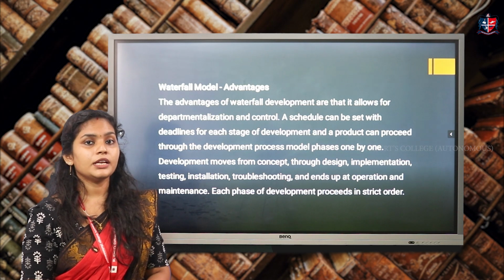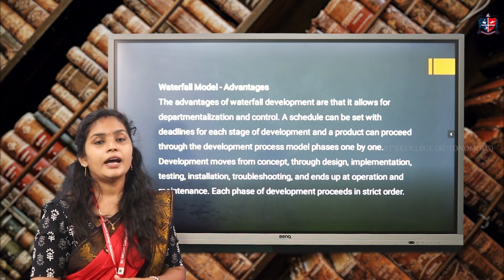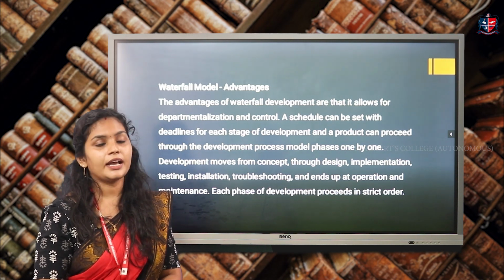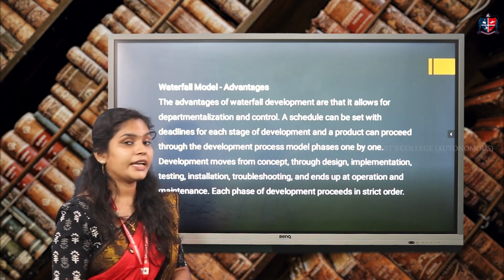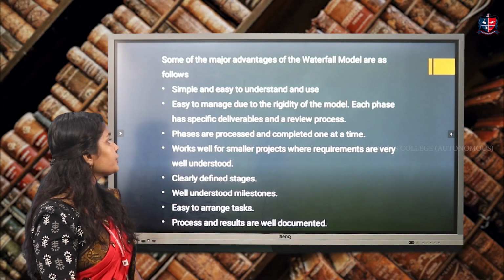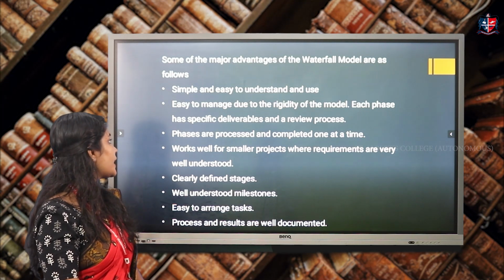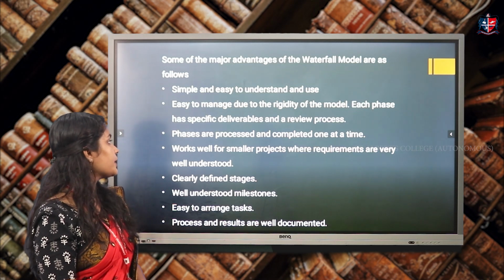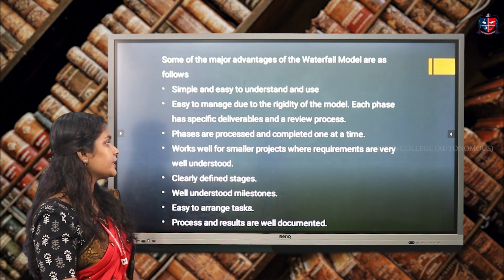So the waterfall model consists of different stages: requirement gathering, analysis and design, implementation, testing, and maintenance. Each stage proceeds strictly in order. And these are the advantages of the waterfall model. It is simple, easy to understand, and easy to manage due to the rigidity of the model, and each phase has a specific deliverable and a review process. Phases are processed and completed one at a time.